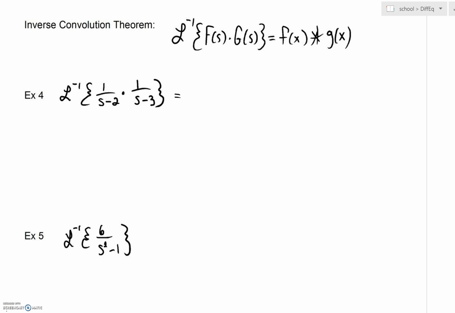Differential equations. We're on lesson 7.4, day 2. We're now on page 2 of the notes. We're going to look at an inverse convolution.